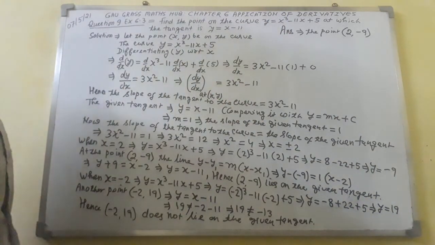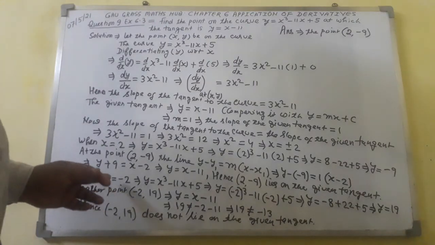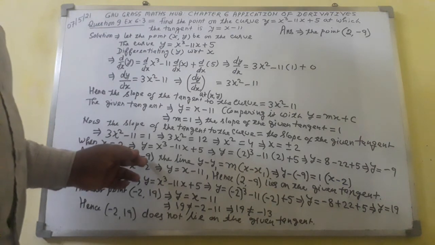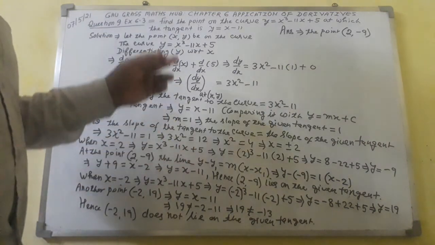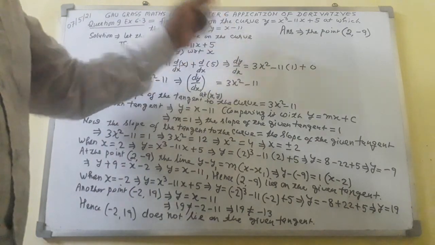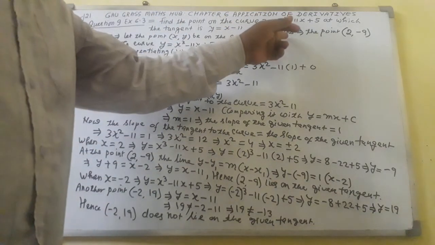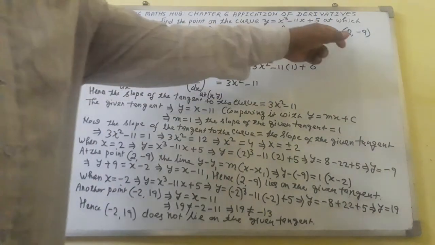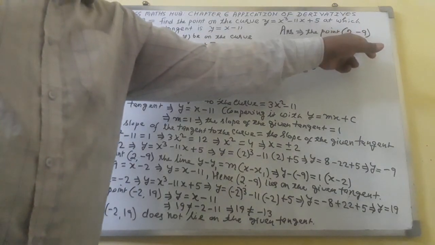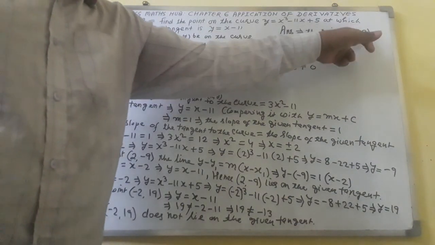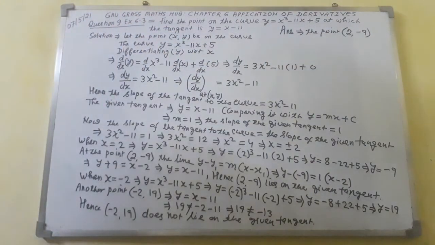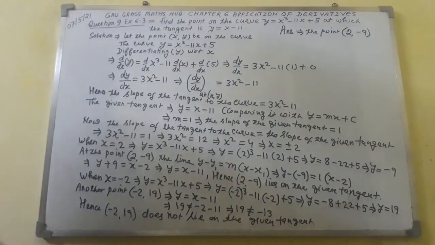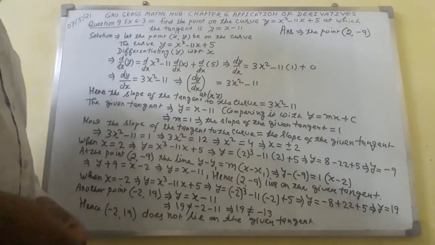So here you have got the answer: the desired point 2 comma minus 9 will satisfy the given tangent y equal to x minus 11. That's why the correct answer will be the desired point 2 comma minus 9, in which 2 is the abscissa and minus 9 is the ordinate. Abscissa and ordinate together make a coordinate. This is the answer you have got. This is the proper explanation of question number 9. Okay, thanks.